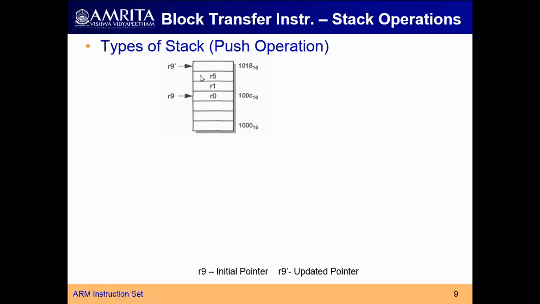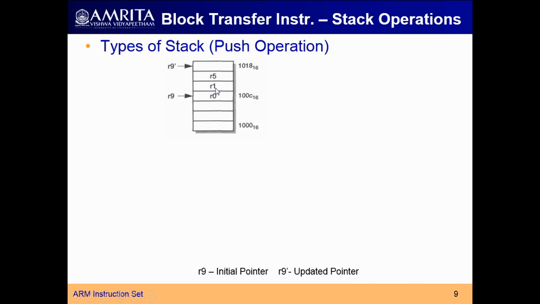Let us take this as a stack. So what is happening here? Initially the stack pointer was in this location, and to that location the content of R0 was stored. Then the stack pointer will get incremented to the next location. How did you find out that it is incrementing? Because you can see that the initial pointer was at 100C, and the final pointer is at 1018. That means your address location is getting incremented, right? So after storing R0, the stack pointer will increment to the next location.